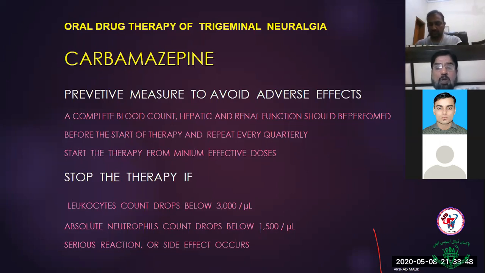Start the therapy from the minimum effective dose that we have described in a very efficient way. Stop the therapy if the leukocyte count drops below 3000, the absolute neutrophil count drops below 1500, or a serious reaction or side effects occur, which is generally very rare with carbamazepine. But if it is there, then you have to stop the therapy. This is what carbamazepine is.